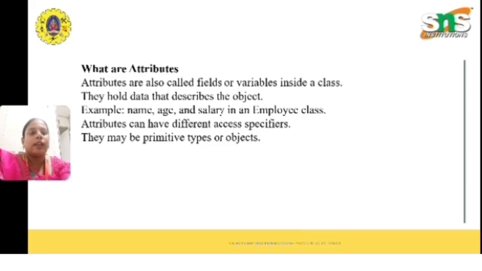Attributes can have different access specifiers, which we have already seen. There are four types of access specifiers: public, private, default and protected. So we can have different access specifiers defined for attributes. They may be primitive types or objects.